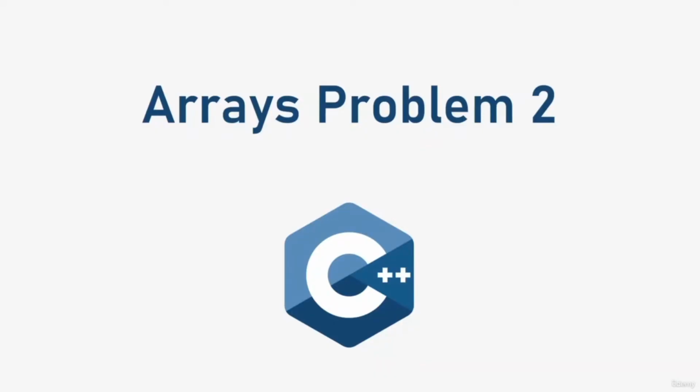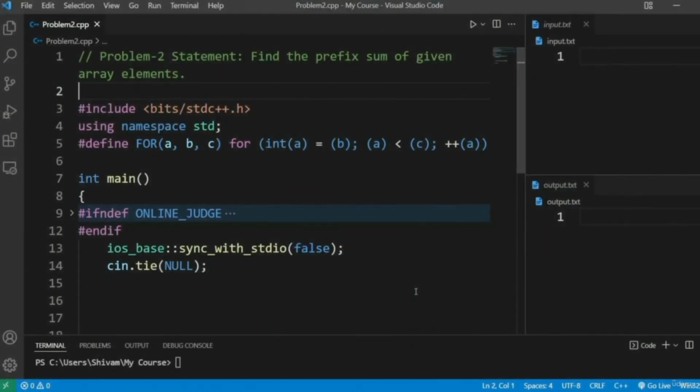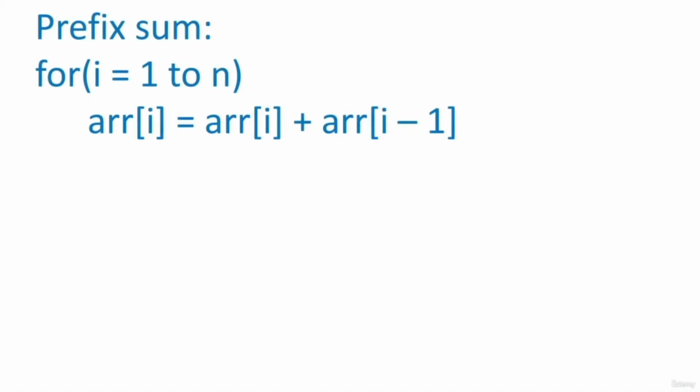Hey guys, in this video tutorial we are going to see practice problem 2 of the arrays topic. The problem statement is: find the prefix sum of given array elements. So here is the pseudocode for the prefix sum of array elements. It says in the for loop from index 1 to n, we are doing array of i is equal to array of i plus array of i minus 1, which means we are adding the previous index element to the current index element on every iteration of the for loop.